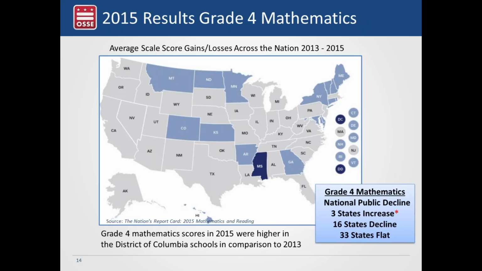2015 was the first year that the nation reported declines in 3 of the 4 subject grade combinations. States in the dark blue showed gains compared to 2013. The lighter blue states showed a decline, and the states in gray were relatively flat compared to 2013. With that said, in 2015, the District of Columbia was one of 3 states that showed gains in grade 4 mathematics scale scores compared to the 2013 results.